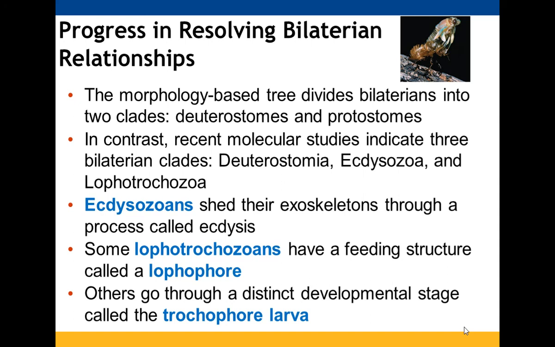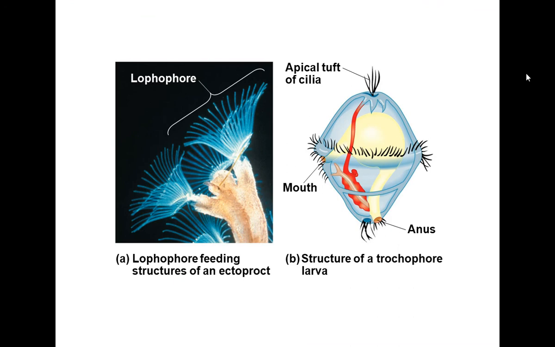The ecdysozoans shed their exoskeletons. The lophotrochozoans have a lophophore as a feeding structure. And then we have some that use a trochophore larva stage when they're going through the process of development. And you can see that up there with the picture that I put on the slide. So there's an example of a lophophore feeding structure. Pretty wild.